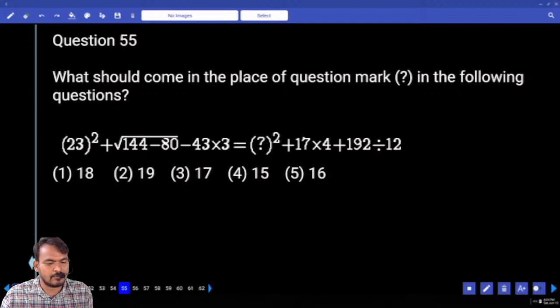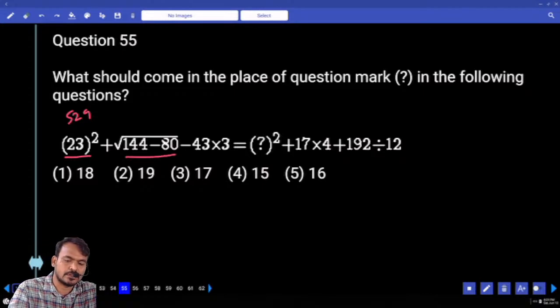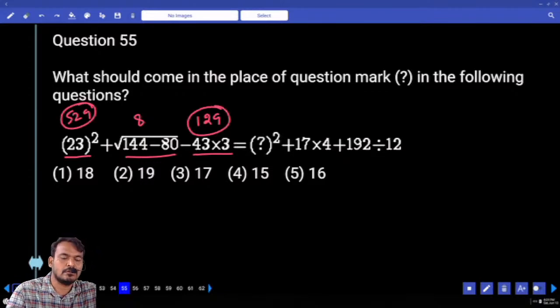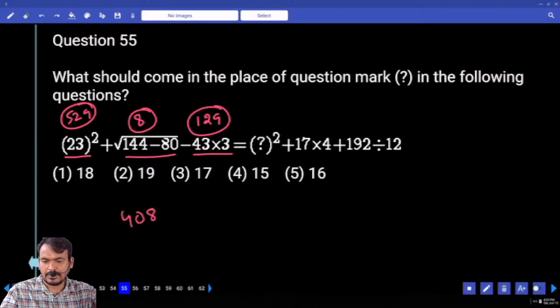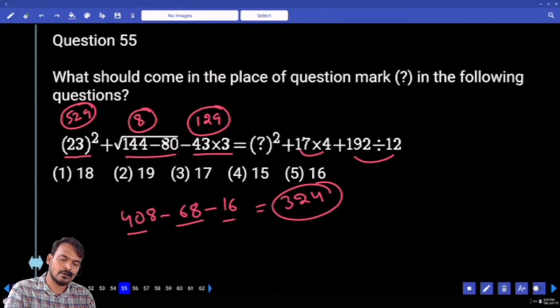Question number 55. What is the 23 square? 529. 144 minus 80, 64. Which one square? 8. Minus 43 into 3, 129. 529 minus 129, 400 plus 8, 408. Next, 17 into 4, 68. Minus 68. 192 divided by 12, 16. Minus 16. 408 minus 68, 340. Minus 16 means 324. It is which one square? 18 square.